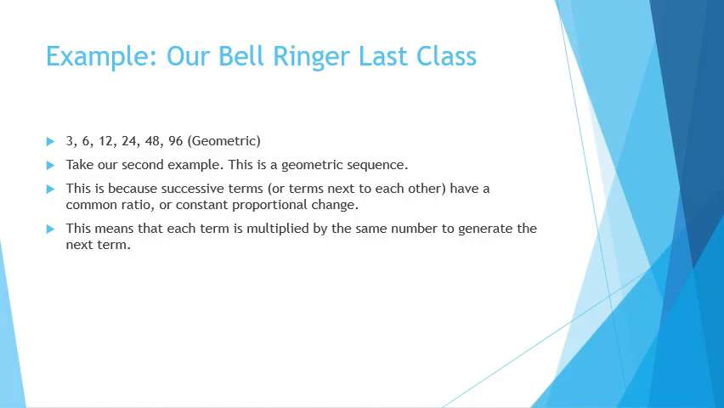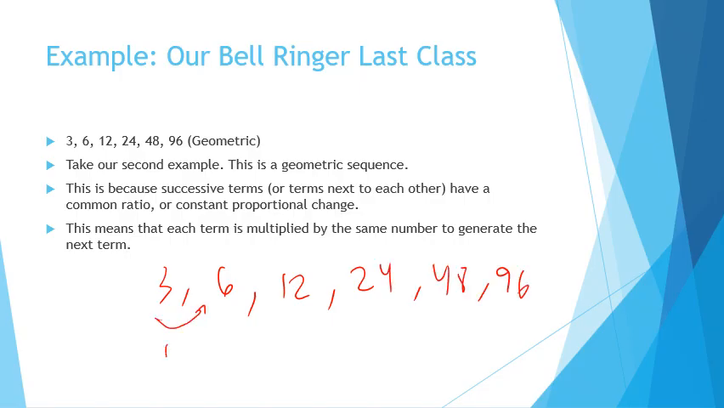All right, so let's take a look at your very first bell ringer last class, and that second example, that second sequence. This is an example of a geometric sequence, and just for this lesson, make sure you have your calculator out. But here, it's going to be a geometric because you are going to multiply by the same number to get to one term to the next. So here, from 3 to 6, you're multiplying it by 2, 6 to 12 times 2, times 2, times 2, and so on. And so each term or terms next to each other have what we call a common ratio.